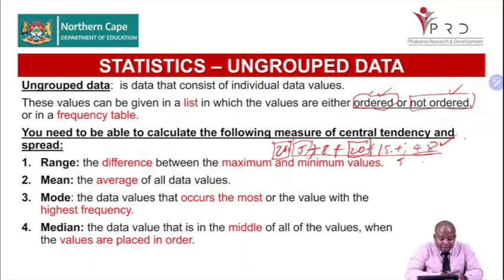The median is the data value that is in the middle of all values when the values are placed in order, or when we are working with an ordered set. Then the median will be the middle value in this case.